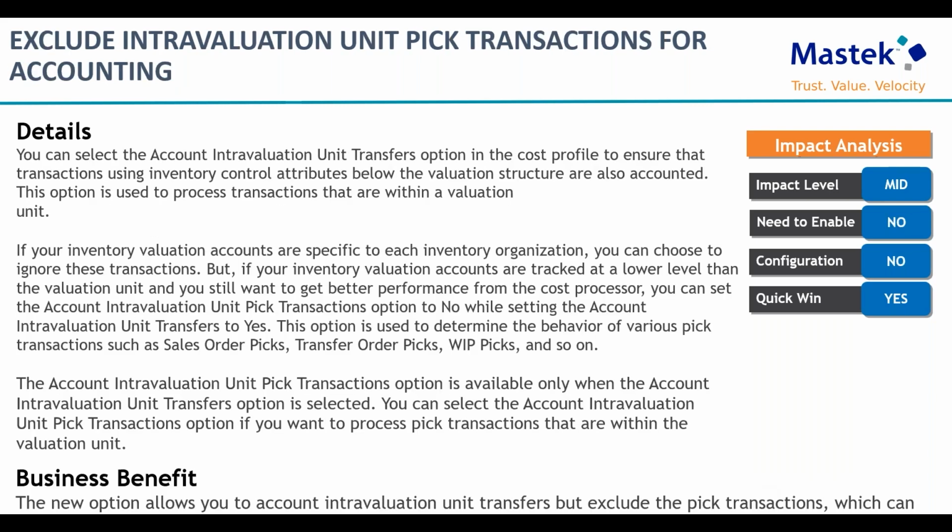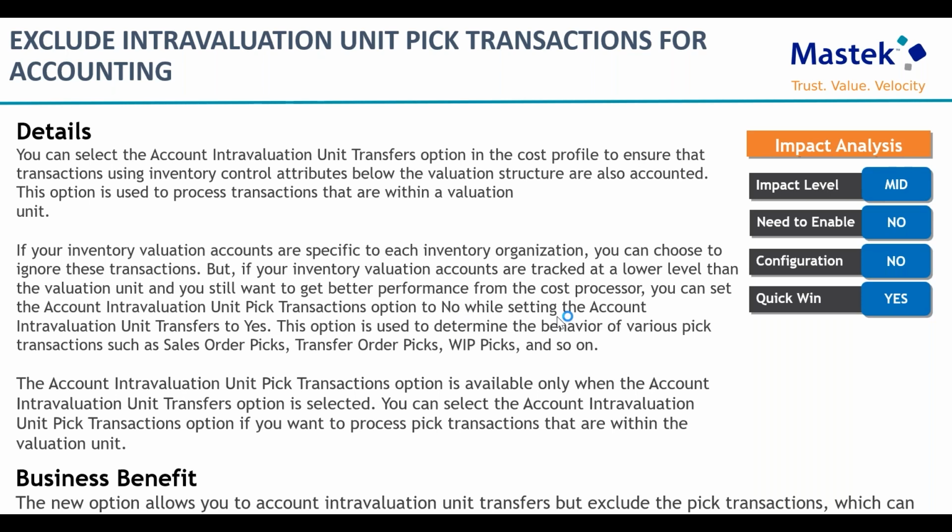The next release is that you can now exclude intra-valuation unit pick transactions. Previously, you would have a cost profile setup where you could choose whether to account intra-valuation transactions or not. If you wanted to use intra-valuation accounting, yes. But if you wanted to disable accounting for picking transactions within an intra-valuation unit, you did not have any choice. With this new feature, you will be able to disable or exclude the intra-valuation picking transactions from generating any cost accounting distributions.